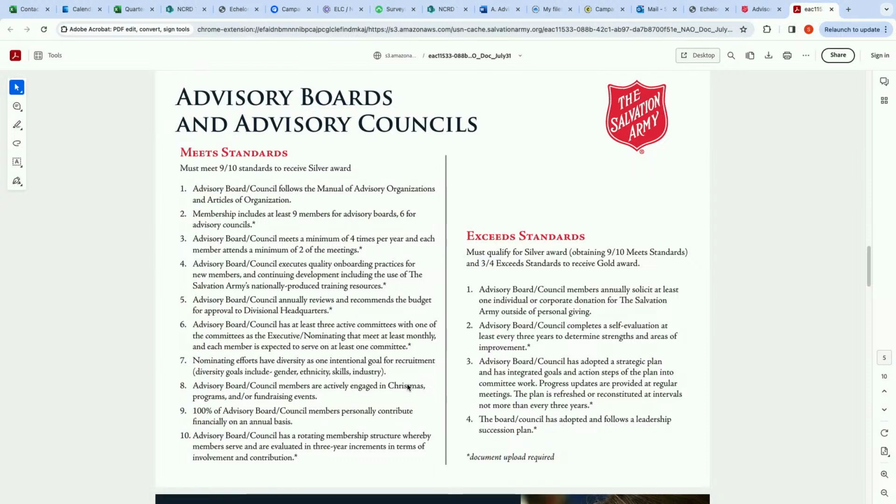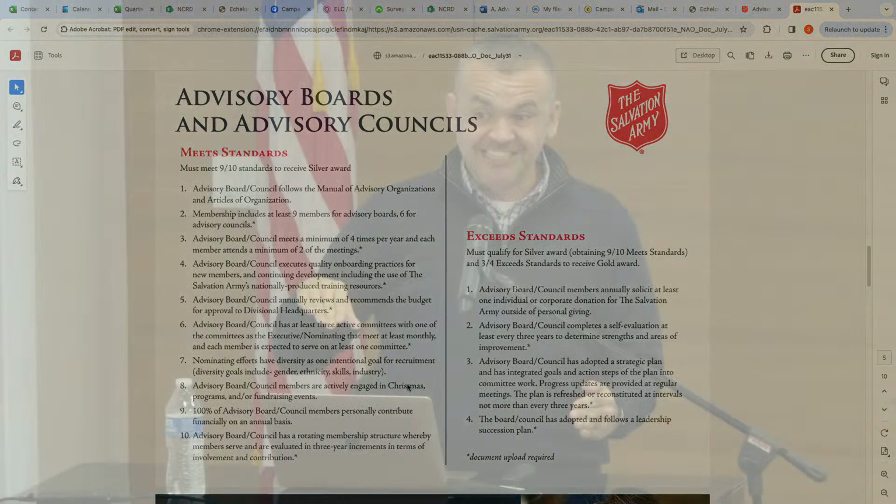It's a higher level. It's for someone who's operating with a little bit more rigor and sophistication. And two examples I'll share on the exceed side: number one, that the advisory board or council annually solicit at least one individual or corporate donation for the Salvation Army outside of their personal giving. So all that means is that a board member is willing to pick up the phone and say, hey, Joey, we know you have a local consulting firm. We'd like for you to be a sponsor of our Red Kettle Kickoff. It's not that you get the donation, it's that you solicit it.